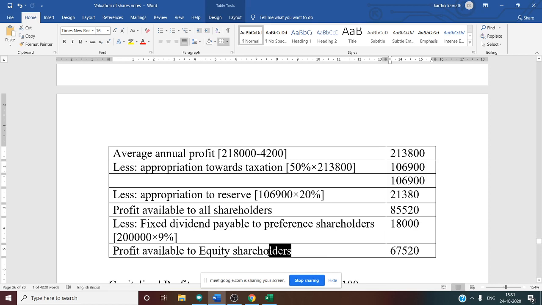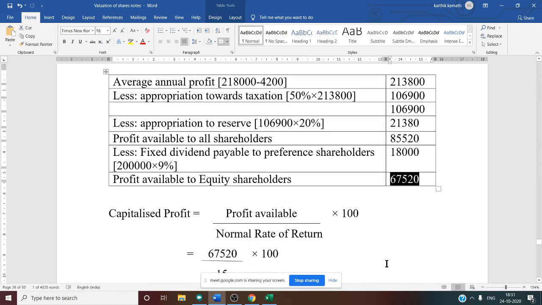Now the final amount, that is profit available to equity shareholders, is 85,520, profit available to all shareholders, minus dividend to preference shareholders 18,000. That is, the answer is 67,520. Yes, this is our format.